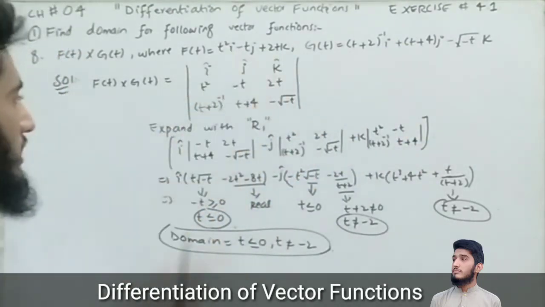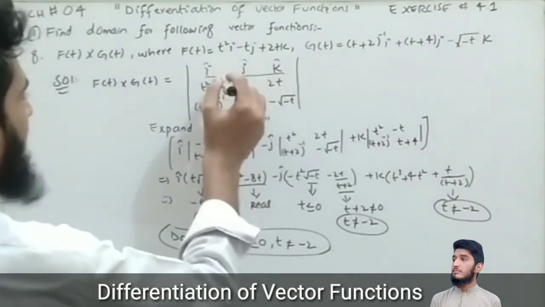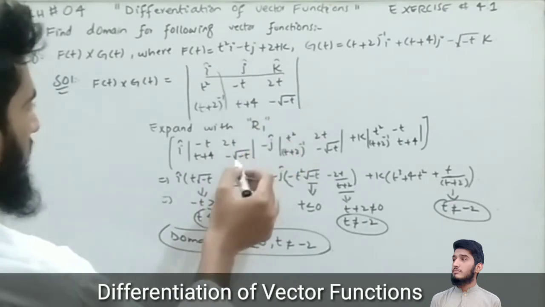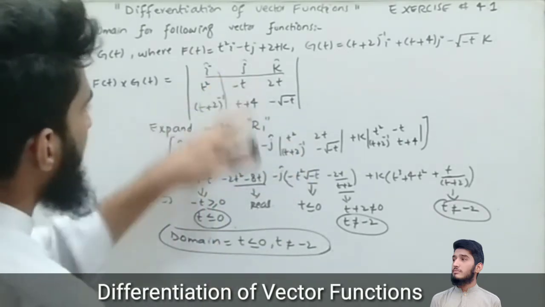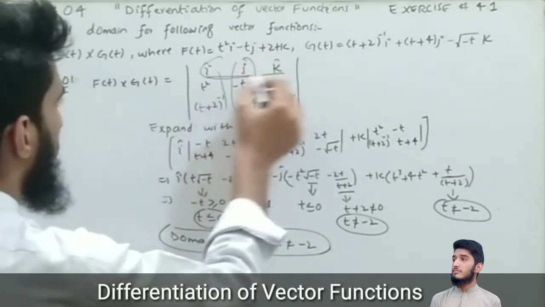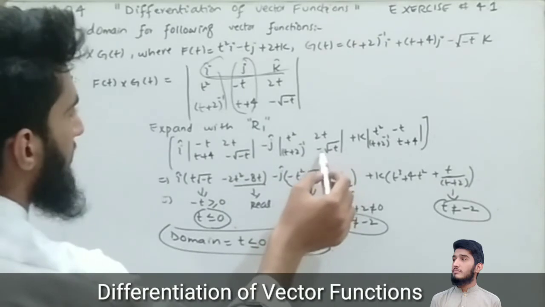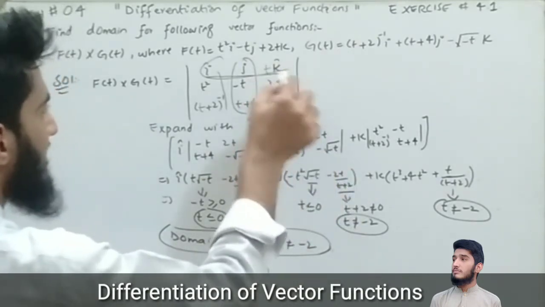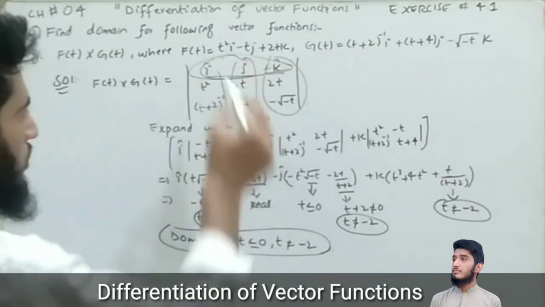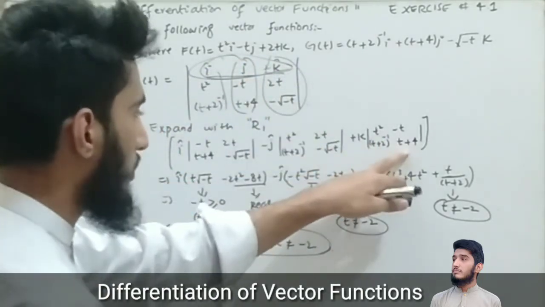Now expand with row 1. So for the i, we will cross first row and first column, we are left with minus t, 2t, and t plus 4 and minus under root minus t. Now over here we write minus j, and for minus j we will cross this column and this row. So we are left with t square and 2t, and t plus 2 power minus 1 and minus under root minus t. For plus k, we will cross this column and this row, we are left with t square, minus t, and t plus 2 power minus 1, and t plus 4.